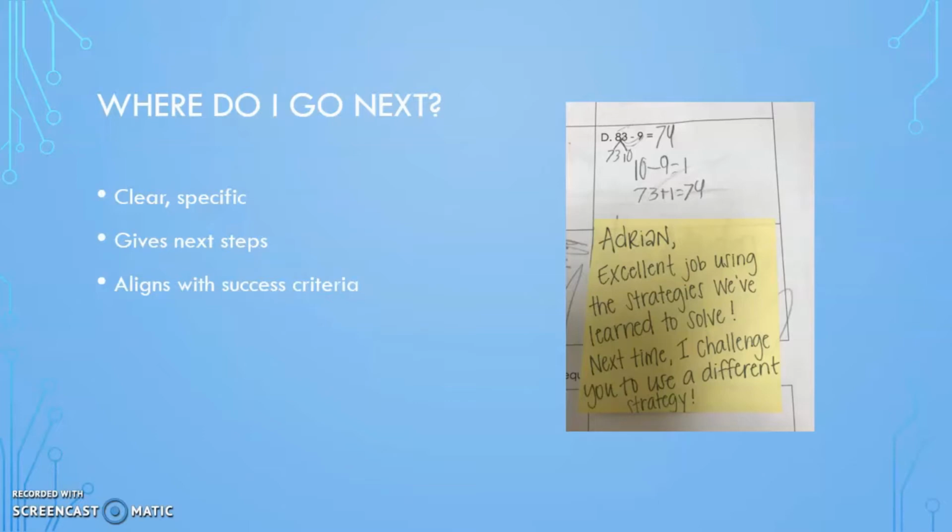Feedback should be clear and specific. It should give them a next step, and it should align with the success criteria you showed them in the beginning. As you can tell in this picture, we just took math tests, and this student did very well. He used a strategy I taught him to solve this problem. Now, he met his goal, so I did still give him feedback on a next step, and his next step was to challenge himself to use a different strategy.